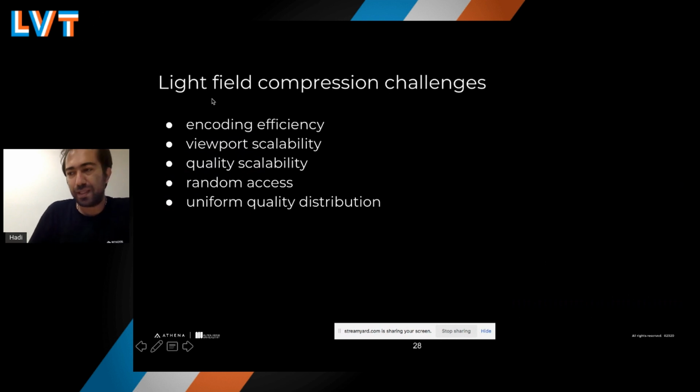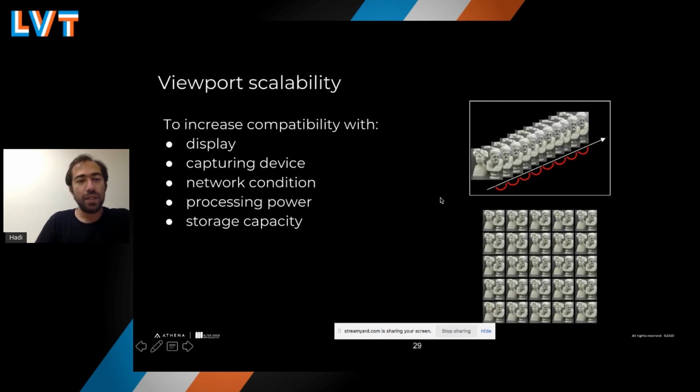Most of the works in the literature try to improve encoding efficiency, but there are some other features that should be considered when we are encoding the light fields. There are viewport scalability, quality scalability, random access, and uniform quality distribution. So why do we need viewport scalability? In order to increase compatibility with our display, capturing device, network condition, processing power, and storage capacity.